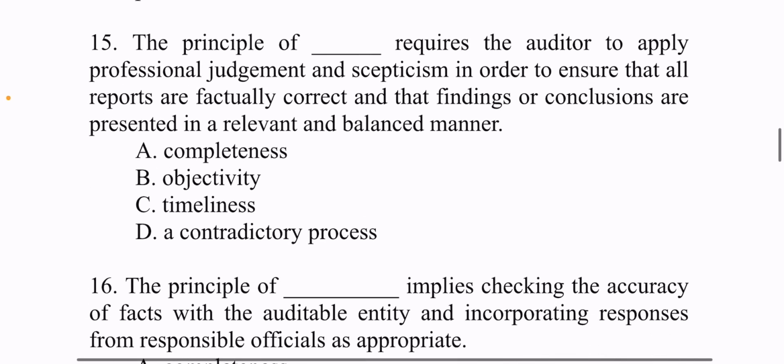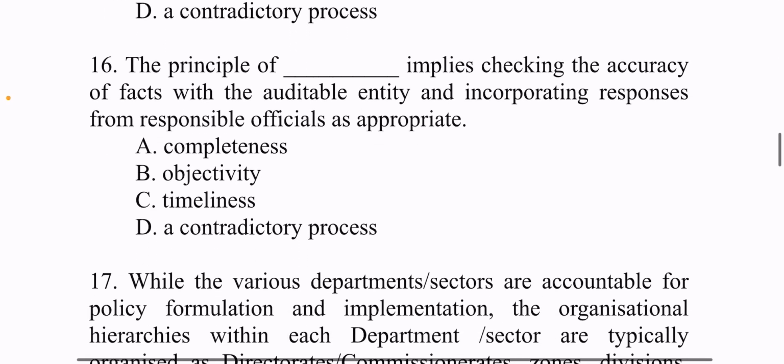The principle of dash requires the auditor to apply professional judgment and skepticism in order to ensure that all reports are factually correct and that findings or conclusions are presented in a relevant and balanced manner. Answer B. Objectivity. The principle of dash implies checking the accuracy of the facts with the auditable entity and incorporating responses from responsible officials as appropriate. Answer D. A contradictory process.